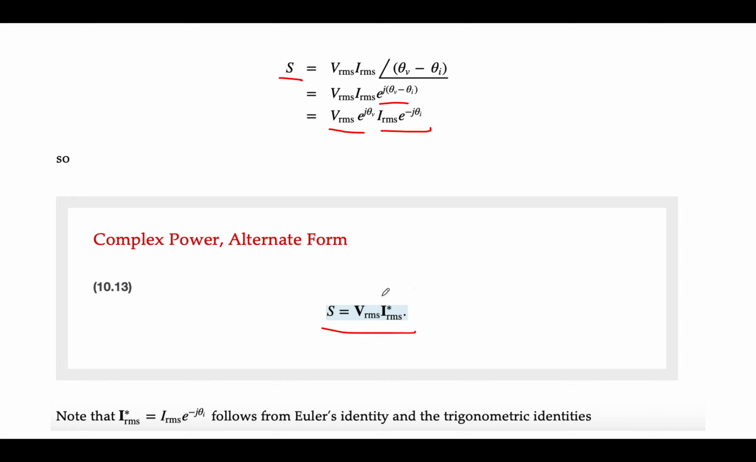So we can write an alternate form for the complex power. Instead of P plus jQ, if we know the RMS phasor current and voltage, we can use V_RMS times I star RMS. And I star RMS is I_RMS e to the minus j theta I. That comes directly from Euler's identities. If you're not using RMS, then this formula just changes to 1/2 V I star, where V and I are magnitude values.